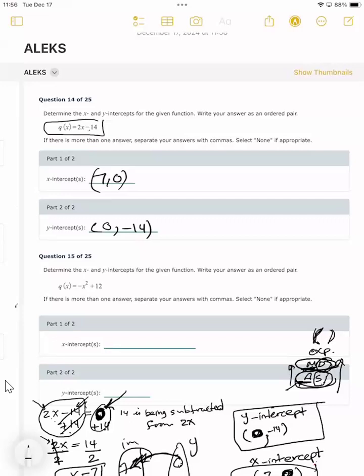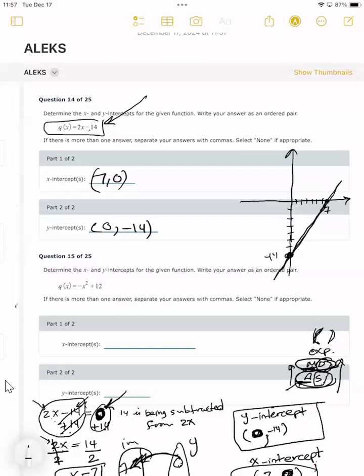So in other words, if I want to graph this, when x is 7, y is 0, I go 1, 2, 3, 4, 5, 6, 7. That's one of the points. And then the y-intercept is negative 14. So let's say this is minus 2, minus 4, minus 6, minus 8, minus 10, minus 12, minus 14. So when x is 0, y is negative 14, this is one point. And since this is a linear equation, I'm just going to connect these two points.